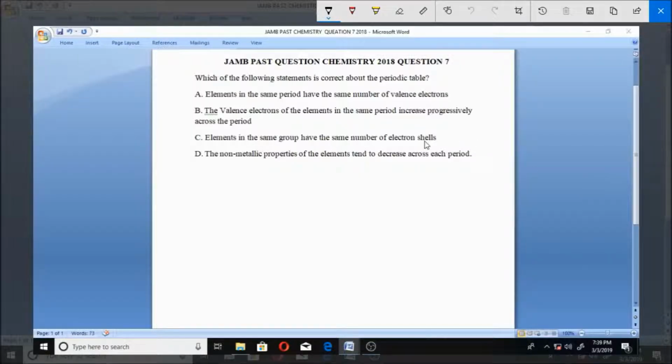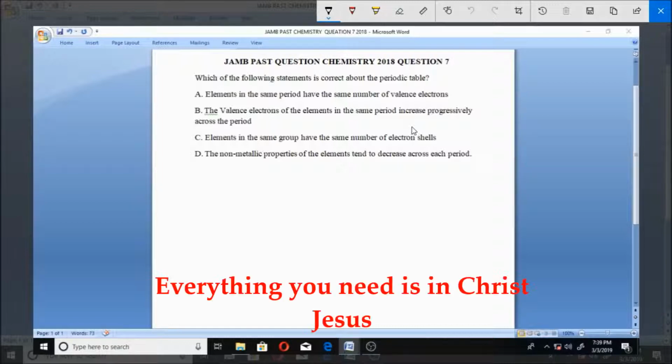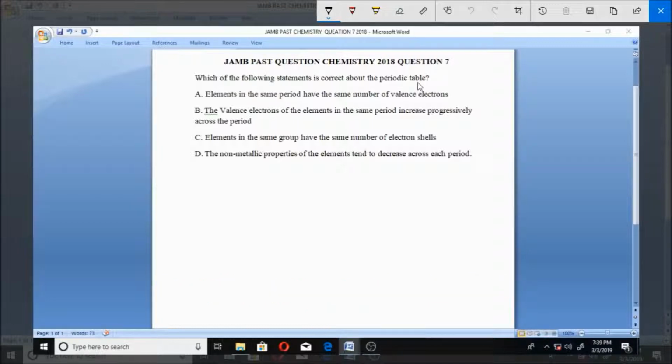Yes, welcome. Let's look at question number 7 for JAMB Past Question Chemistry 2018. Which of the following statements is correct about the periodic table?